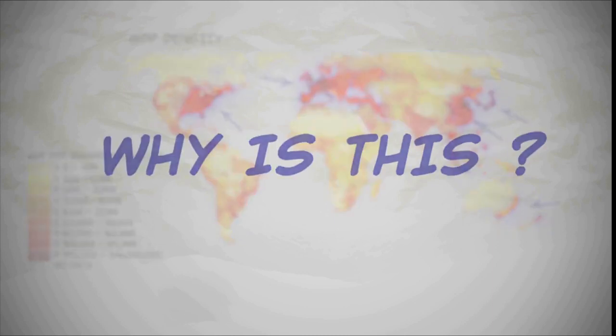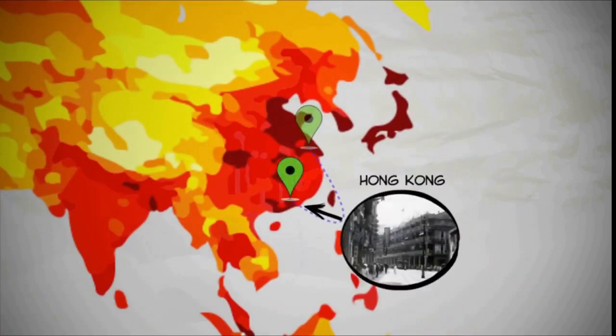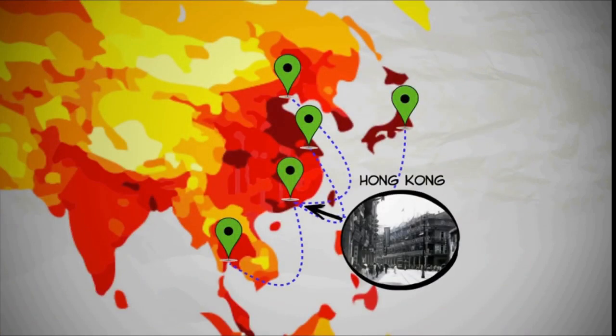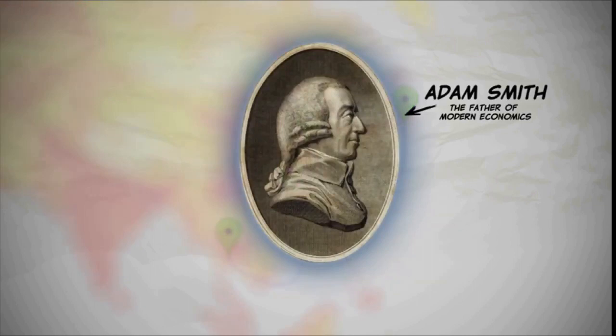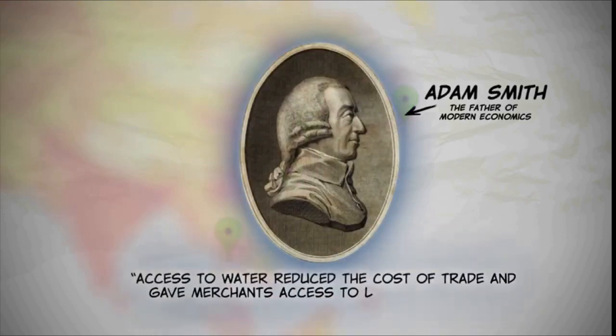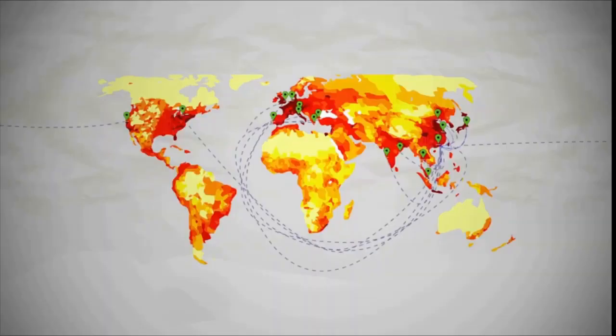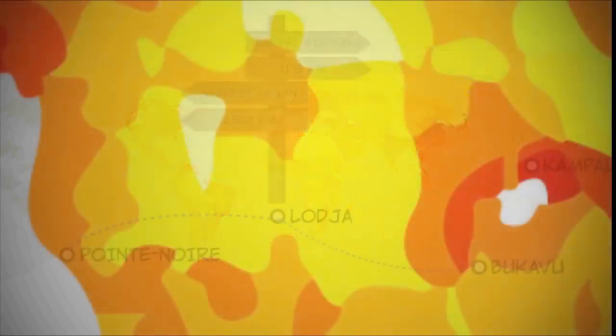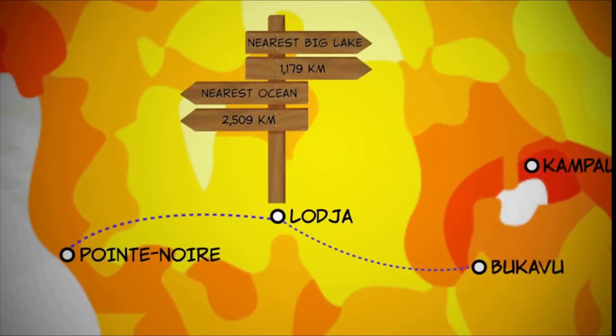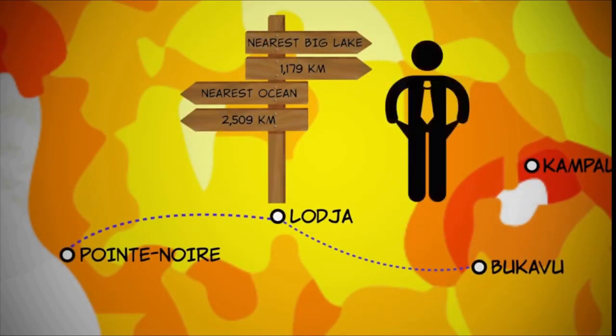Why is this? It's much cheaper to transport goods over water than over land. So, Adam Smith argued that access to water reduced the cost of trade and gave merchants access to larger markets. In turn, larger markets gave merchants a greater incentive to specialize and to innovate. As a result, civilization grew where trade was easiest. Even today, countries that are landlocked are on average poorer than countries that have access to a coast.